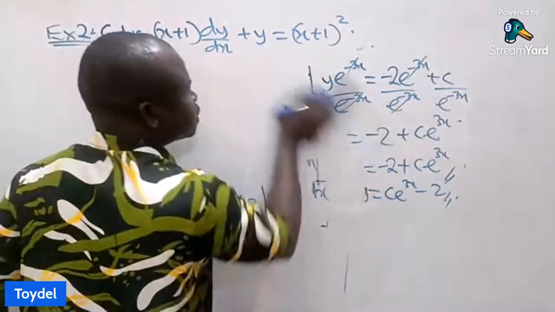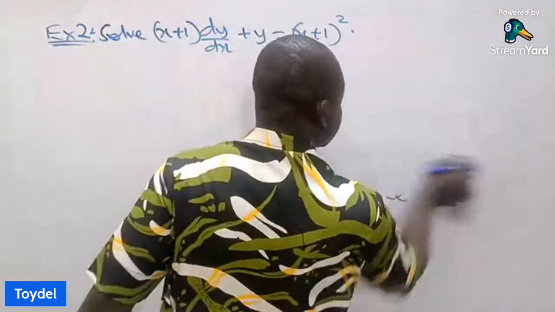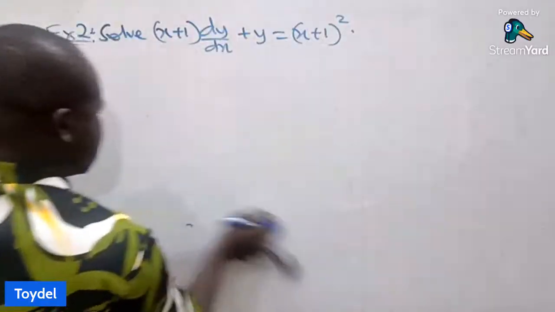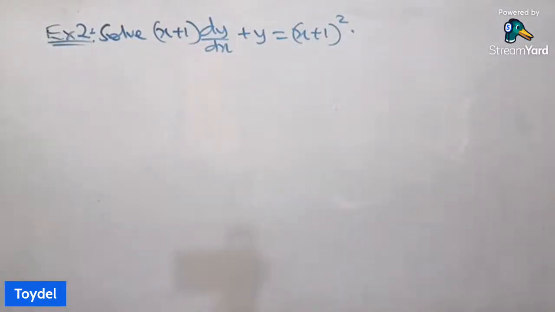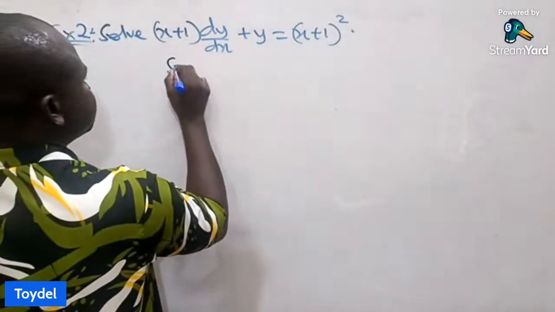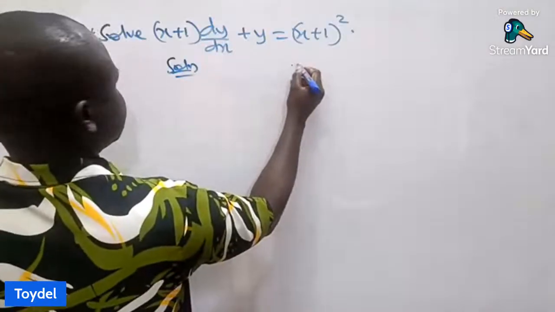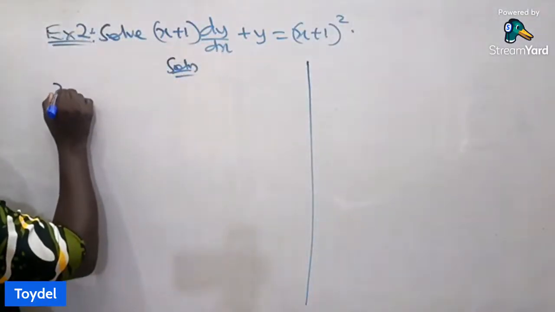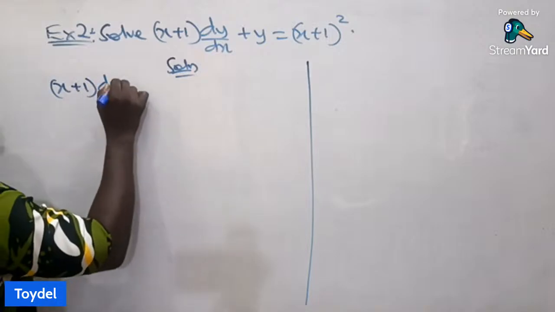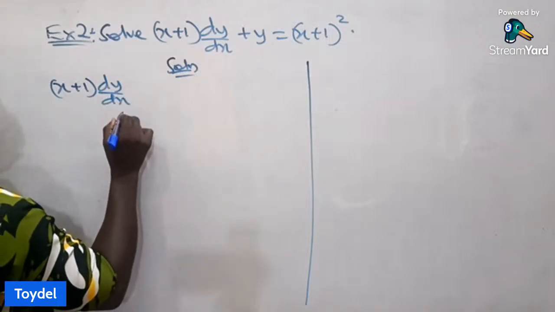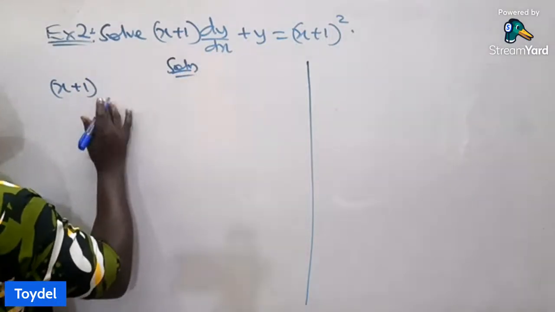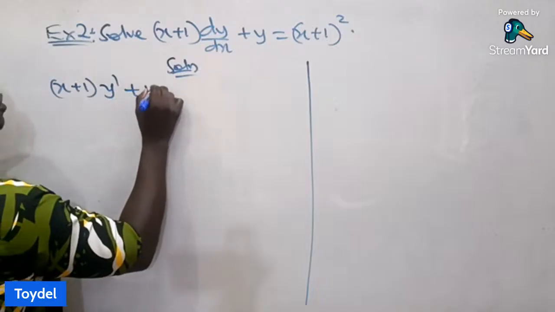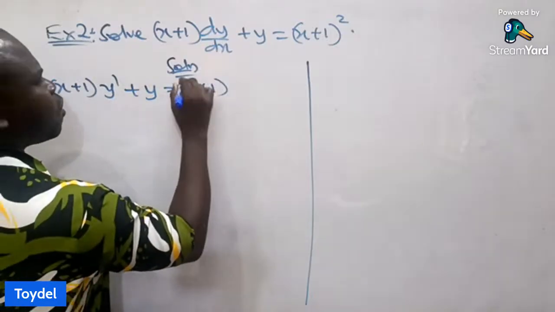How do we solve this? That's what we are about to do now. I want us to solve this and be a bit faster. Let me divide the board into 2. We are given x plus 1 dy dx. Let me change dy dx to y prime, plus y is equal to x plus 1 all squared.